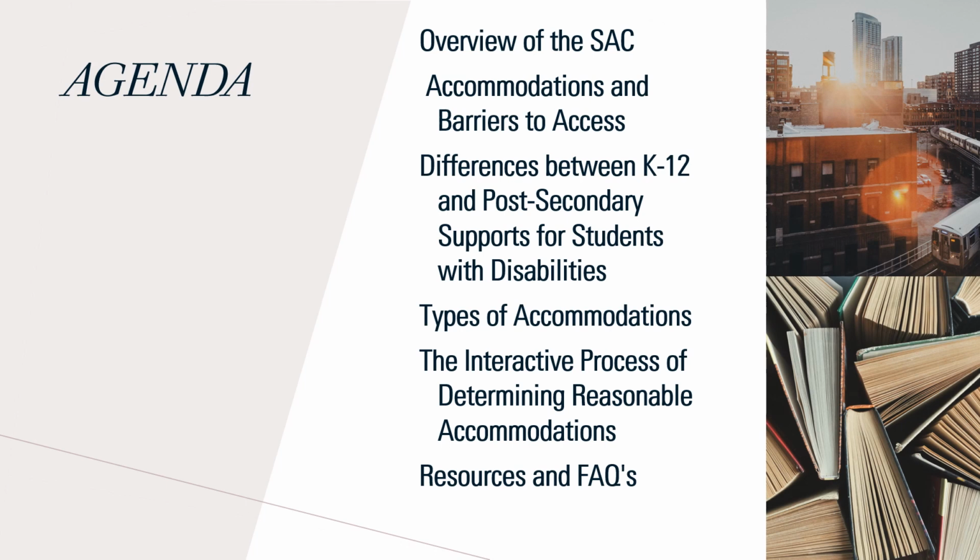First, we would like to address the SAC's mission, goals, and objectives. Then, we will present a general overview of the services that the SAC offers and the students we serve. We will clarify and define what we call barriers to access and explain how accommodations work to remove those barriers. A brief overview of the differences between accommodations provided in the high school environment and the support services available at the university level will be offered.